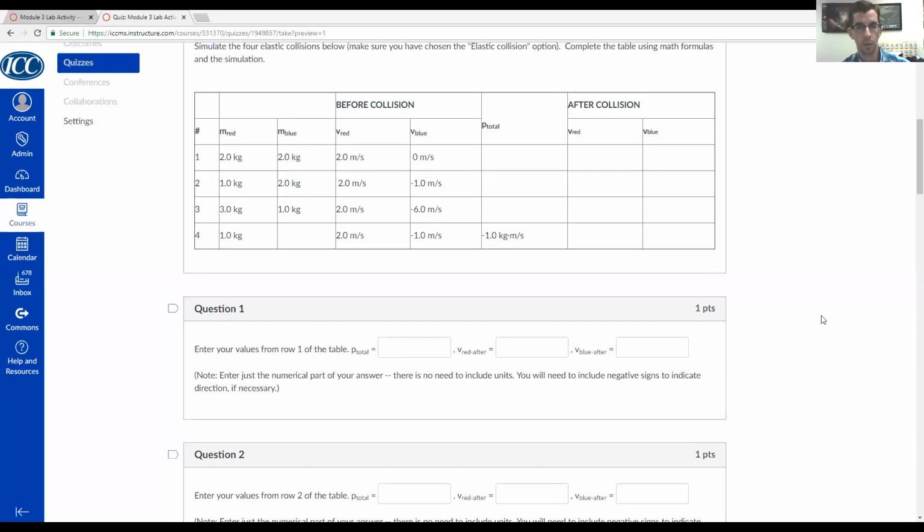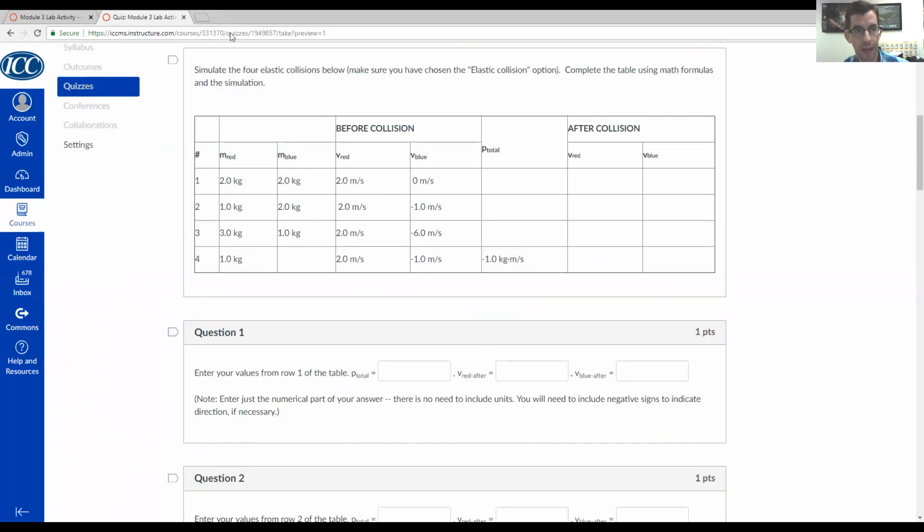So this is the quiz that you're going to take. Notice that for the first part of the quiz, you have to open up a simulation, and then you're going to see a bunch of data here, and there's a little table, actually. Let's see if we can draw here.